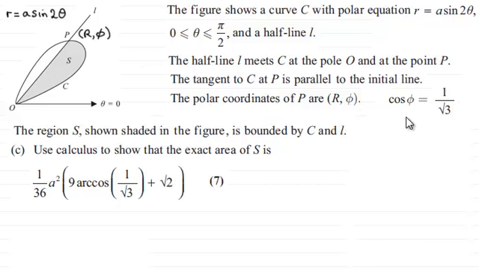And in the first part of the question, we had to show that cos of phi equaled 1 over root 3. And we're now told that the region S, shown here in the figure, is bounded by the curve C and the half line L. And we've got to use calculus to show that the exact area of S is given by 1/36 of a squared, all multiplied with 9 times the arc cos of 1 over root 3 and then plus root 2. And this is worth 7 marks.